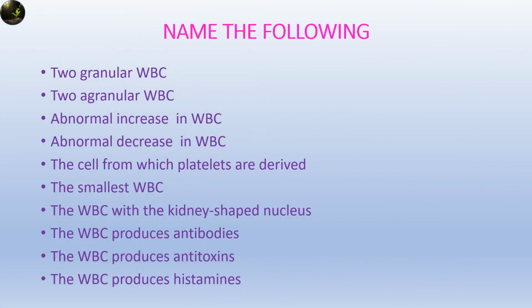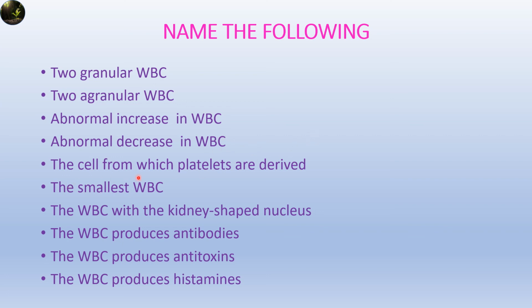Name the following. Two granular WBCs: eosinophil and basophil, or neutrophil also you can write, any two. The next one, two agranular WBCs: lymphocyte and monocyte. Abnormal increase in WBC, the term they are asking is leukemia. The next one, abnormal decrease in WBC: leukopenia.